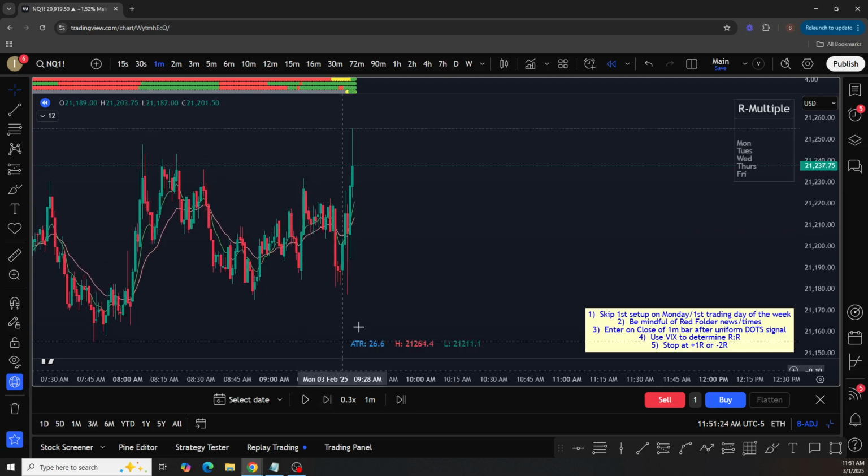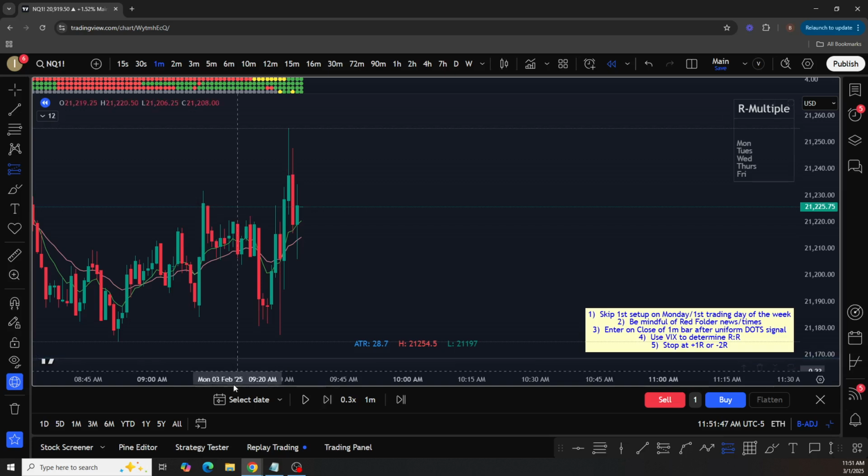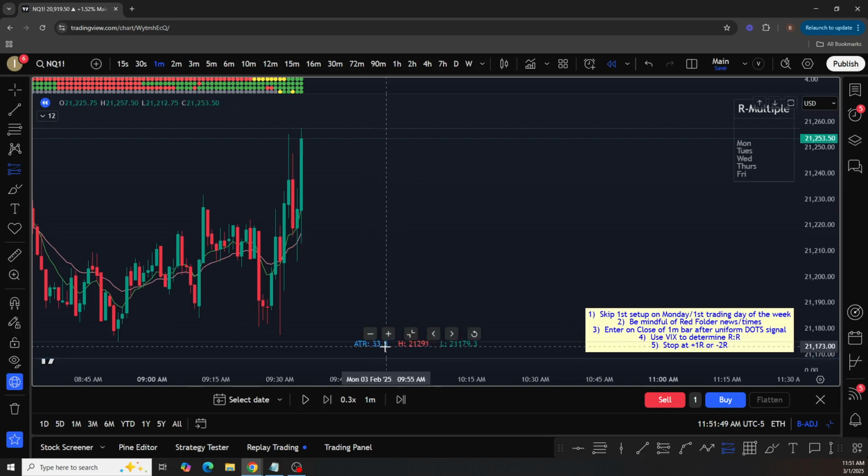So here we go. Right off the bat, you can see dots are uniformly green. If this wasn't the first setup of the week, this is the close of this column, 9:32, so the open of the 9:33 bar would be a long. But this is the first setup of the week, so this would be a pass. With the 30 ATR, that was 27. That probably would have been a stop out anyway.